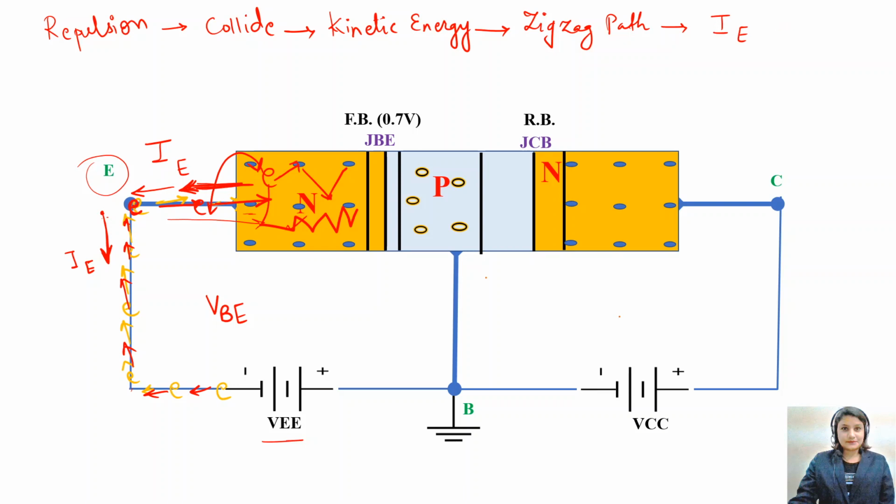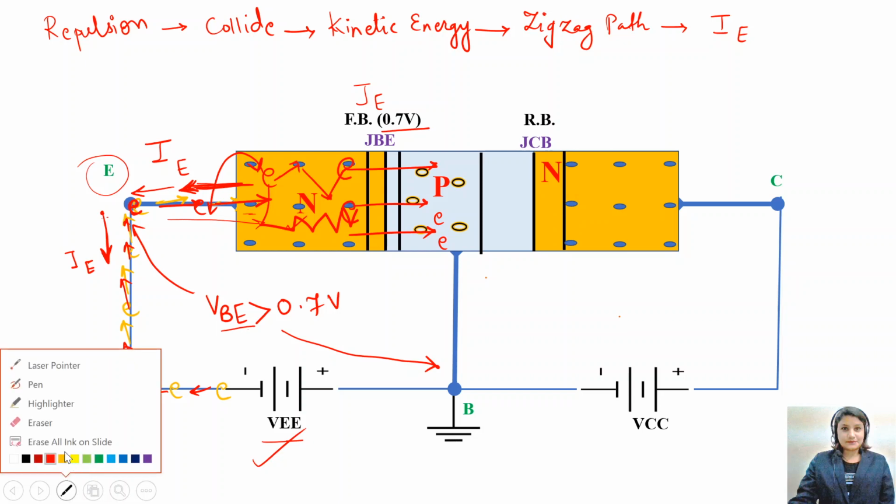Now when the VBE, the voltage between base and emitter, is applied because of this battery, if this voltage is greater than 0.7 volts, what will happen? These electrons traveling in a zigzag path acquire more energy and cross this first junction. The energy is more than 0.7, so they will cross the first junction, that is the emitter junction. The electrons will reach into the P-type base.